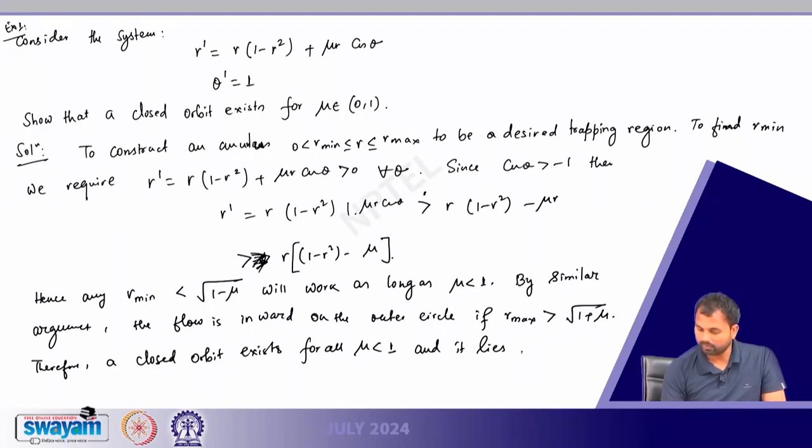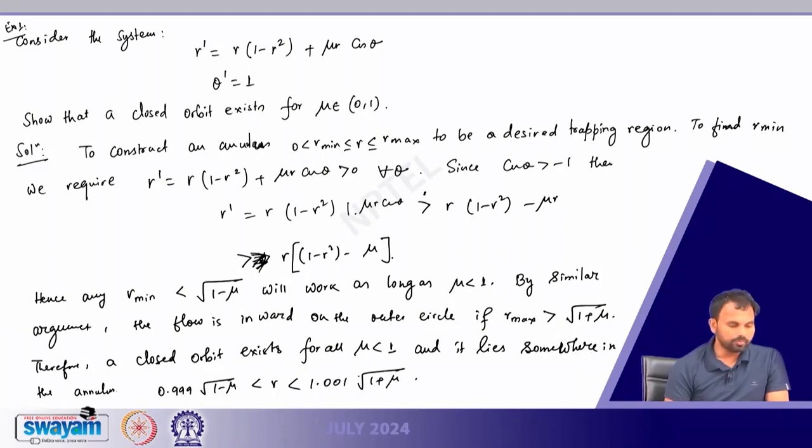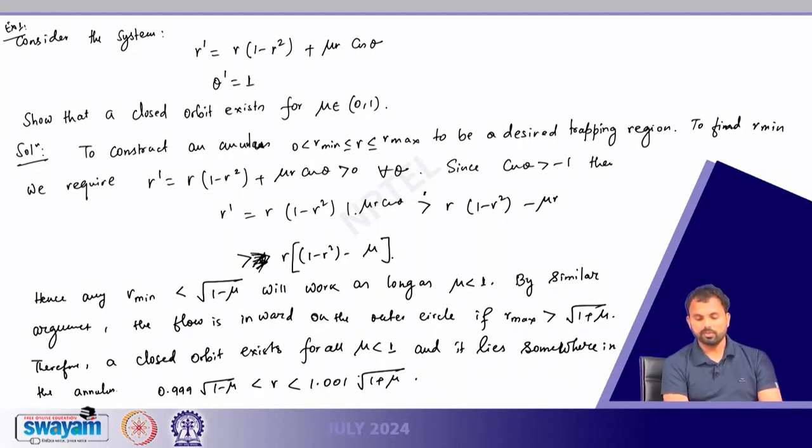And it lies somewhere in the annulus 0.99 square root of 1 minus mu less than R less than 1.001 square root of 1 plus mu, right. So, basically for this system, we want to have a closed orbit for mu lying between 0 and 1.